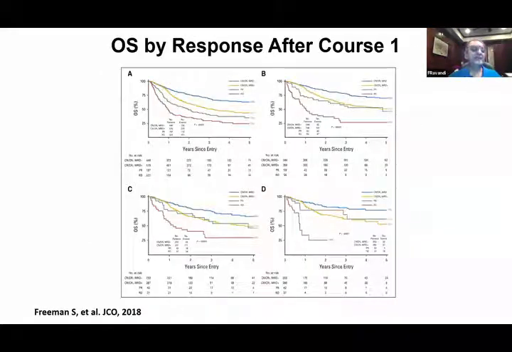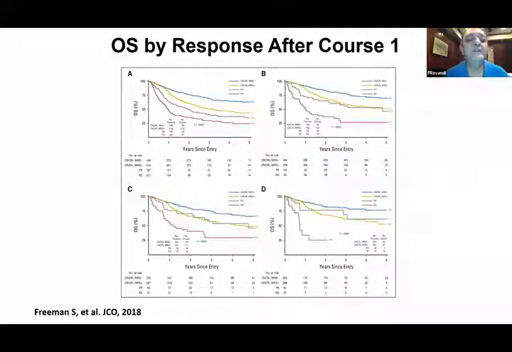This is another study by Sylvie Freeman, and again, this is in a younger population of patients from the MRC group or the UK group. I think the most important part of the slide I want you to focus on is that if you achieve CR or CRi, and are MRD negative by flow, that's the blue line, you have the best outcome.